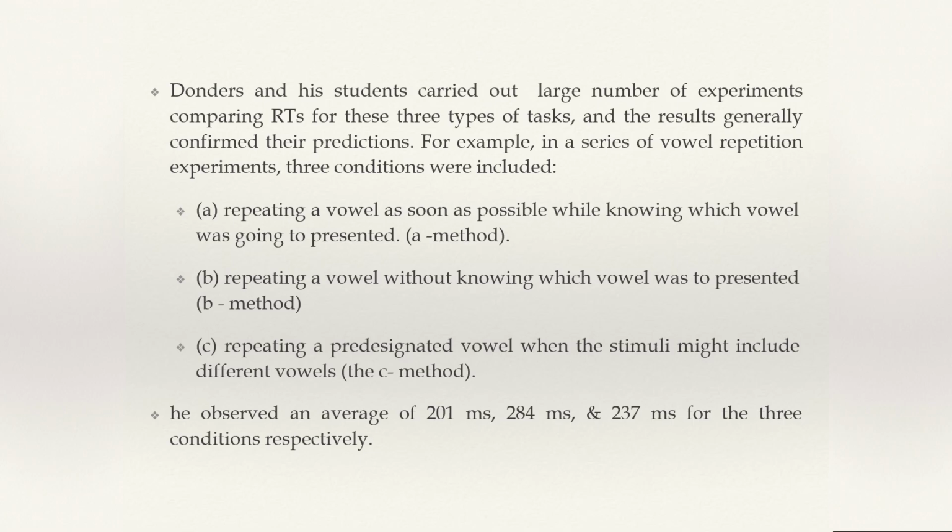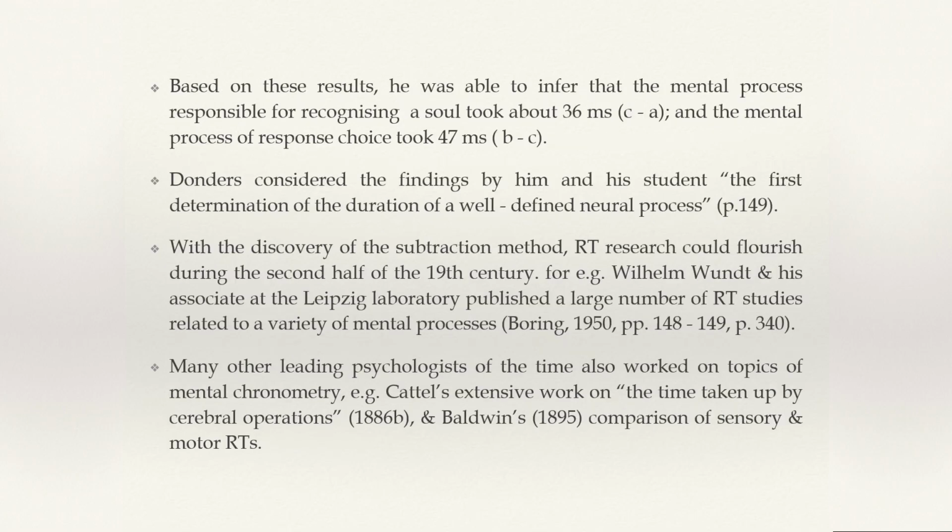C, repeating a pre-designated vowel when the stimuli might include different vowels as well. So, this is the C method. So, you have now A, B and C. He observed that an average of around 201 milliseconds, 284 milliseconds and 237 milliseconds were taken for the three combinations respectively. Based on these results, they were able to infer that the mental process responsible for recognizing a vowel took about 36 milliseconds, and the mental process of making the choice of response took around 47 milliseconds.